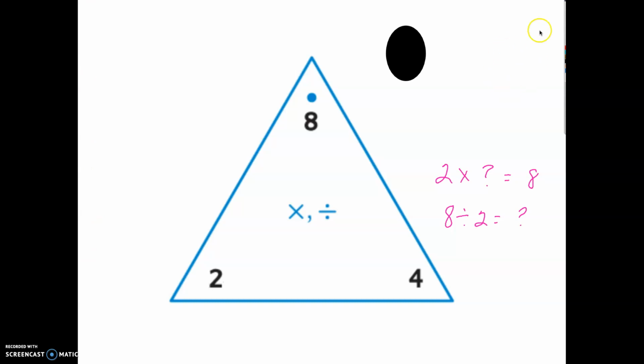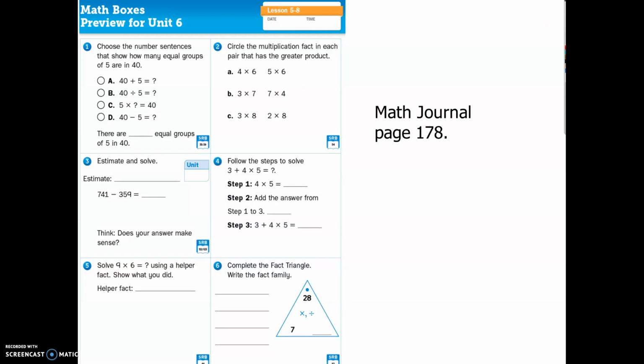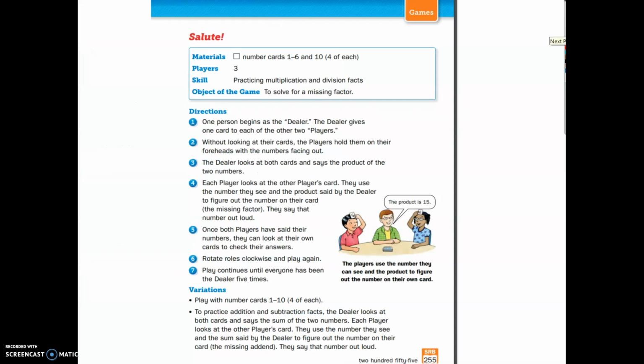But first, here's a fun thing that you can try at home. Here's a game. It's called Salute. You have number cards that were sent home. You need number cards 1 through 6 and 4. Try to find all of them. Maybe there's 4 of each. This needs at least 3 players. It's a great way to practice your multiplication and division skills. We do this with multiplication and division, and you can also do this to practice adding and subtracting.